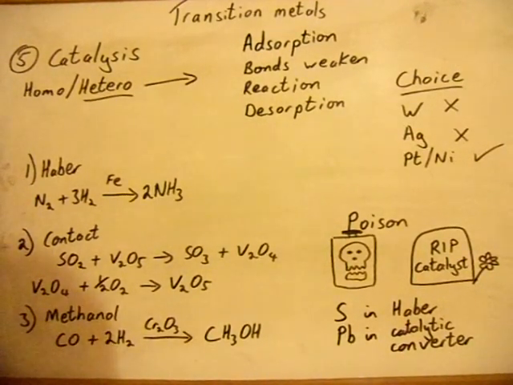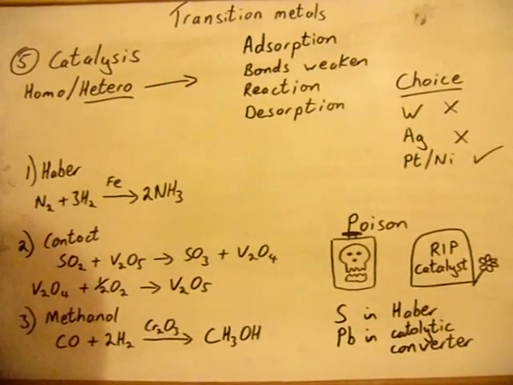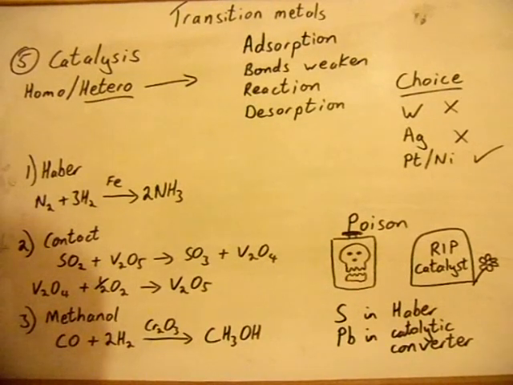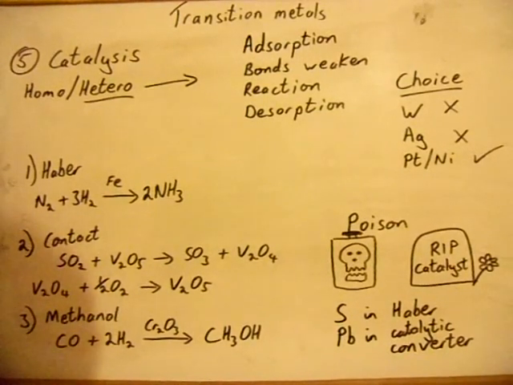Now you do need to be careful with the choice of your actual metal. If we use tungsten as an example, tungsten bonds very strongly with things. So when the nitrogen and hydrogen come along, they will form a strong bond with the tungsten and just sit there. You won't actually get any ammonia being given off as the product. Even if the ammonia did form, it would be bonded so strongly that you wouldn't really see it leaving in any case.